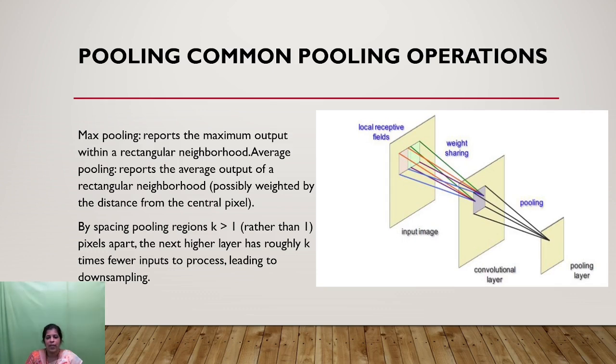In max pooling, as you see from these local receptive fields, the important features are extracted through weight sharing and then go to the pooling layer, from convolution to pooling. Max pooling gives the maximum output within this rectangular neighborhood. Average pooling is the average output of the rectangular neighborhood. The pooling stride is the distance from the central pixel. If it is greater than 1, the pixels are k apart and the next layer has roughly k times fewer inputs to process, which may lead to down sampling.